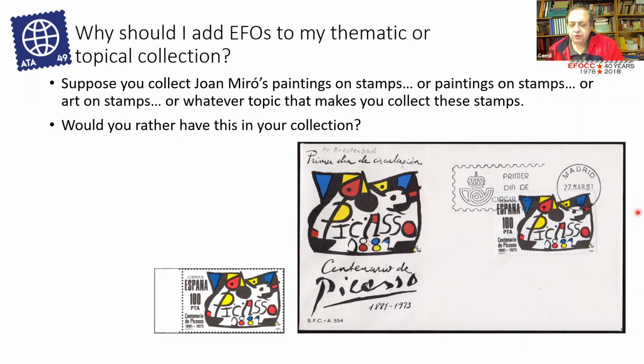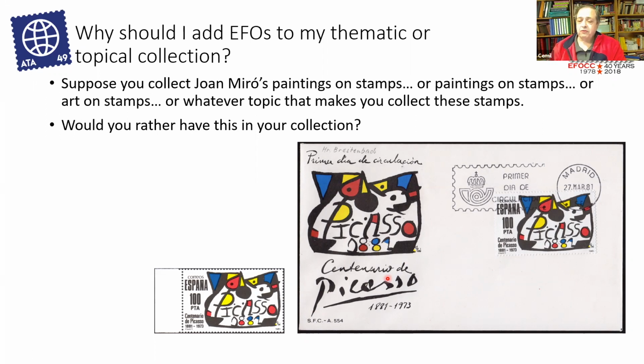So suppose you collect paintings on stamps, or maybe you collect paintings and art from Joan Miró, who is the painter who painted this to honor Picasso. Maybe you collect his work. Maybe you collect art on stamps in general. At any rate, you may have one of many reasons for having these two items in your collection, a stamp and the corresponding first day cover.